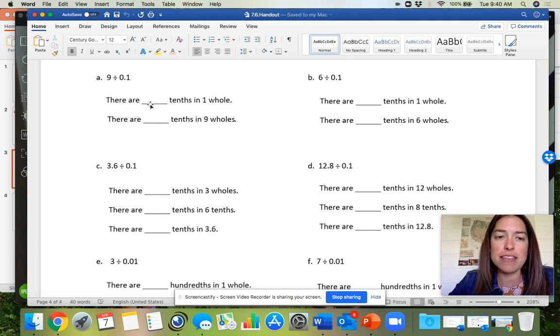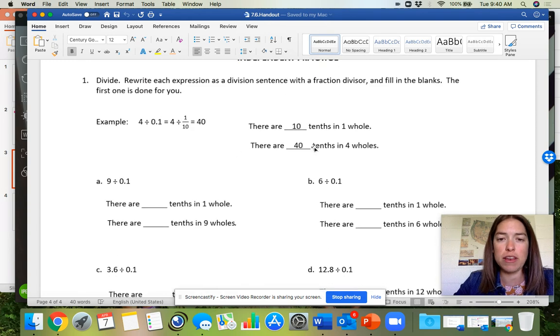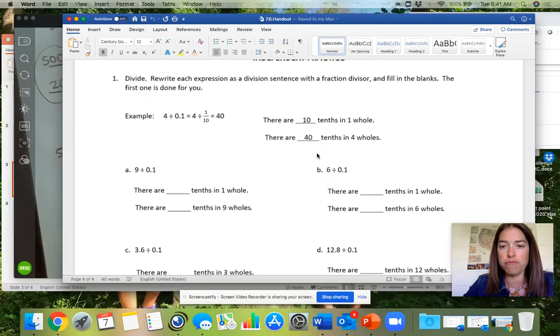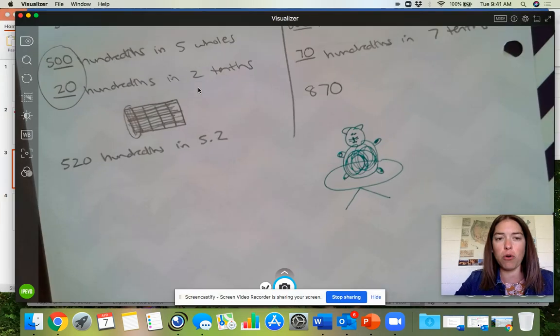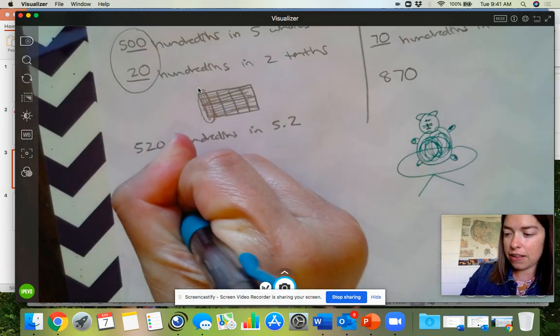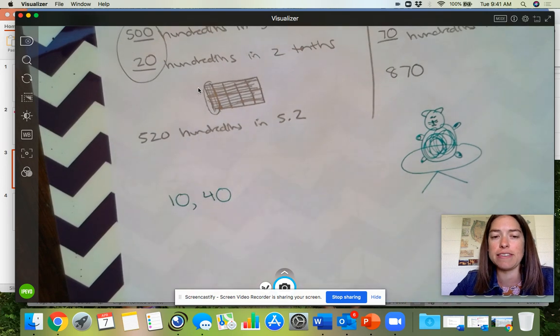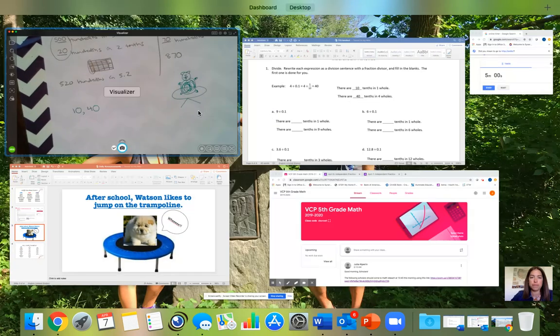I am going to ask that you put a comma in between your numbers to separate them. There's more directions about that once you open the independent practice. And so if you were answering question number 1, you would type it in. There's 10 tenths in 1 whole or 40 tenths in 4 wholes. So when you write it out, it would look a little bit like this, 10, 40. And that way I can see the 2 numbers that you need. Just a little bit different today.